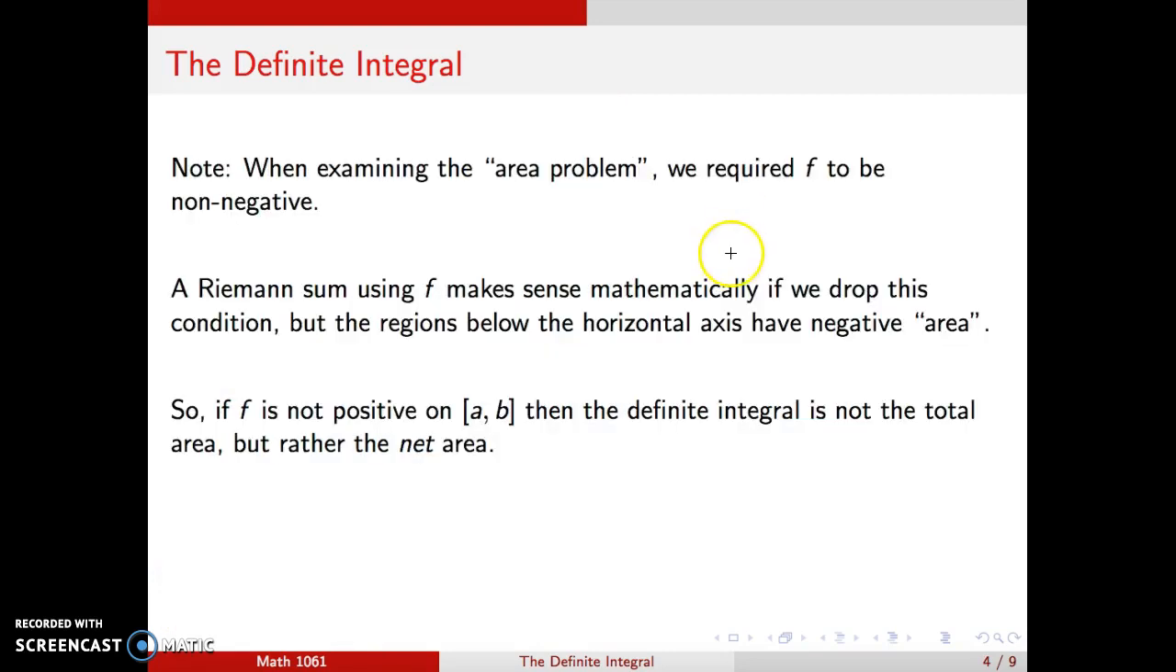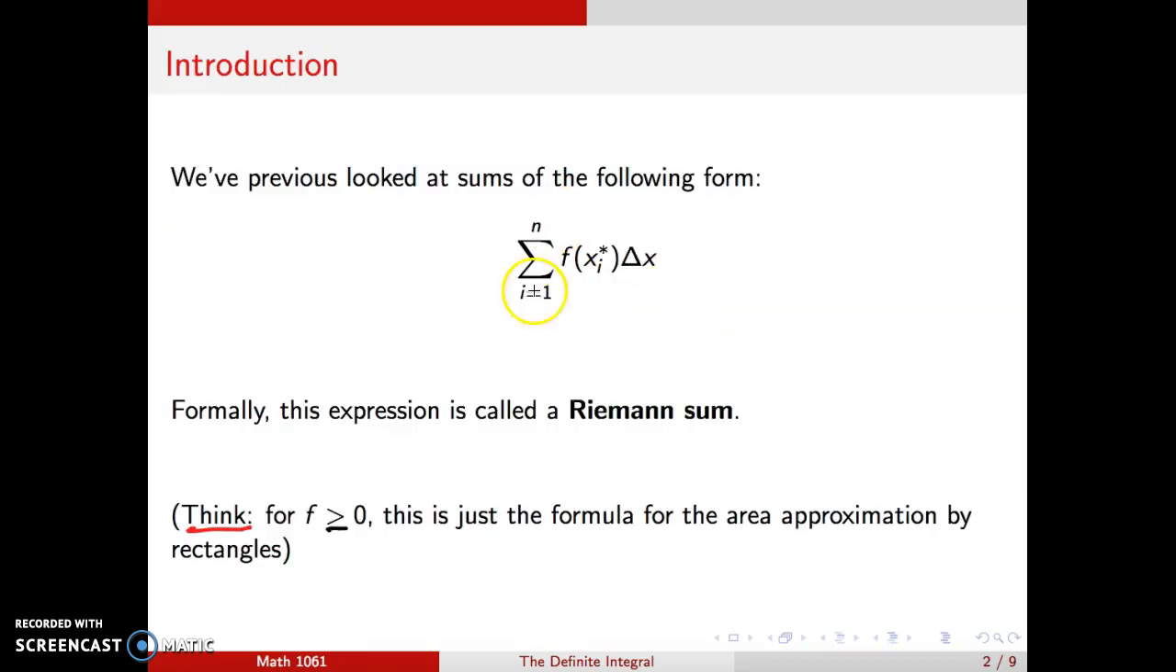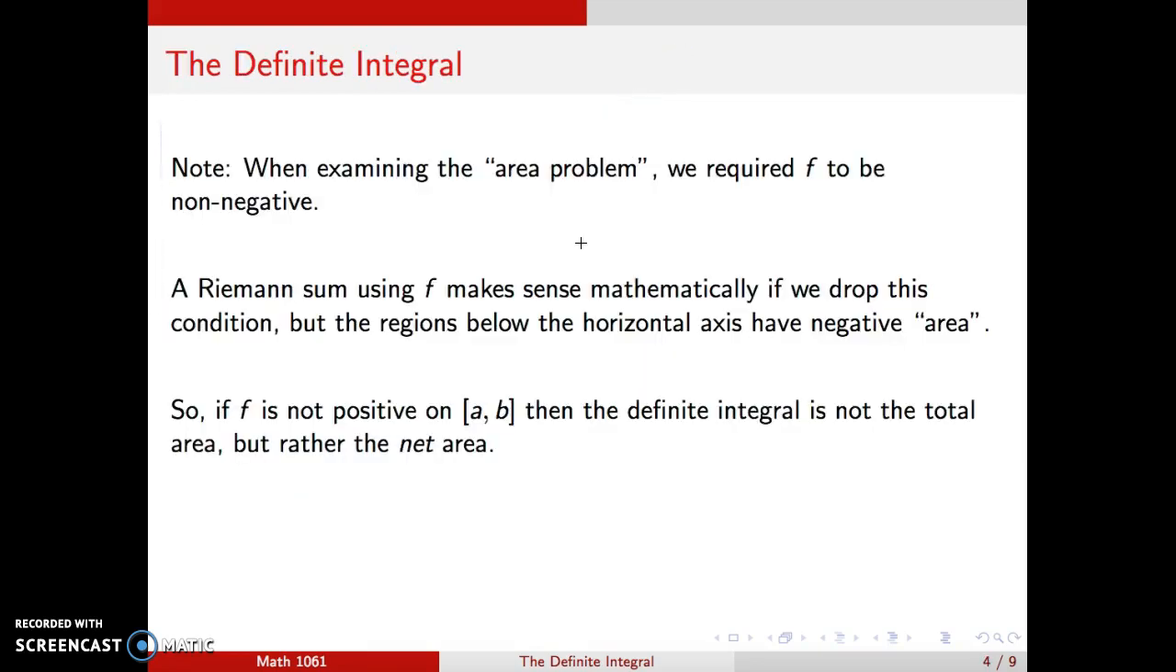So when we were thinking about the area problem, we required f to be non-negative. A Riemann sum using f makes sense mathematically if we drop this condition. All we're doing is adding these things up. f could be positive, negative, whatever. We could still add those things together. But if we're thinking about this interpretation, we would need to think of negative area. So really, we're thinking of a net area, net in the sense of overall.